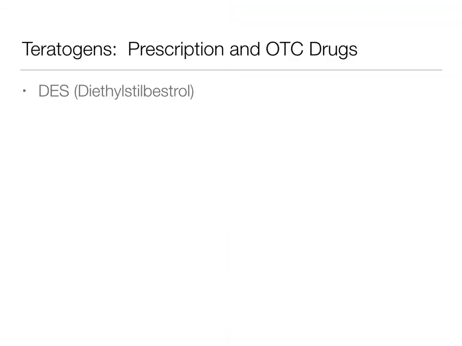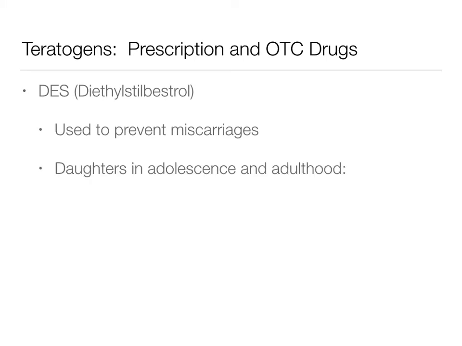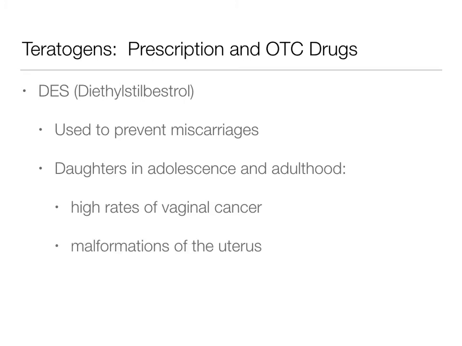We also have DES, and this was used to prevent miscarriages in women. So this seems like a really helpful medication. The problem is the children that were born, the daughters, in adolescence and adulthood had higher rates of vaginal cancer. They also had malformations to the uterus and often had infertility themselves.